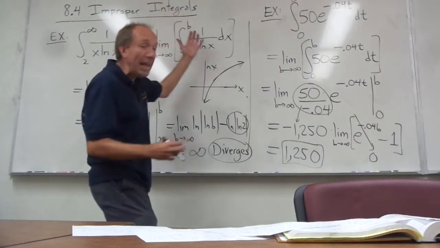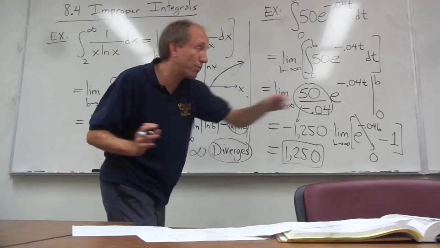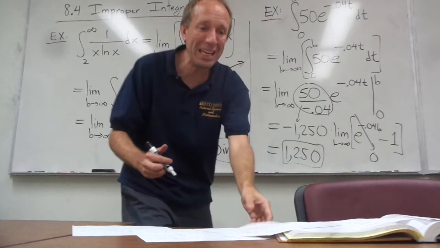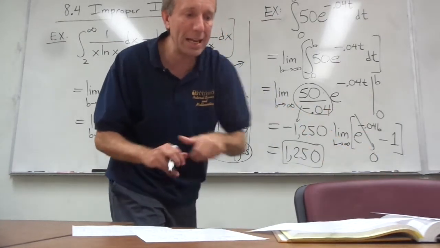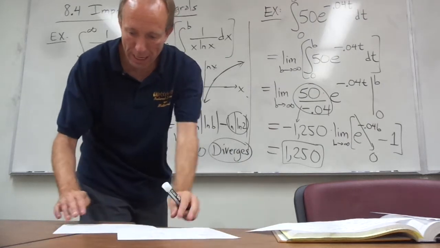If we wanted to paint the region of this function underneath the x-axis forever from 2 to infinity, we would need an infinite amount of paint to be able to do that. We can't do that with a finite amount of paint. Okay?